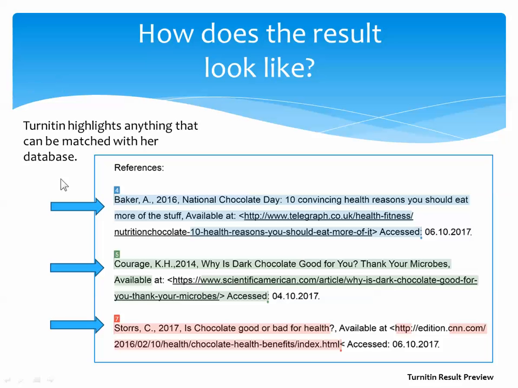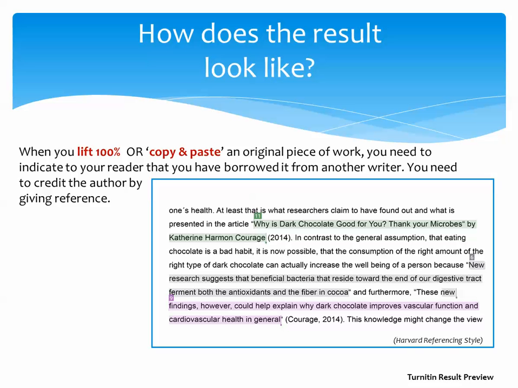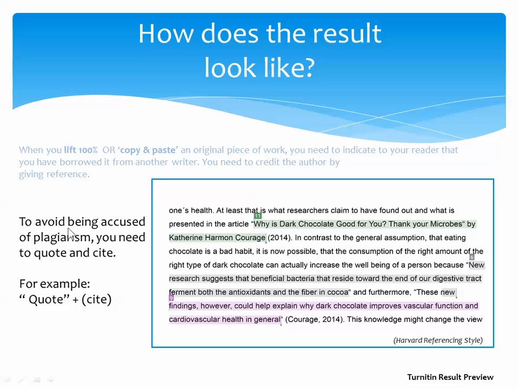Of course, when your professor sees this, they will not say, oh my gosh, that's plagiarism. They will naturally say, yeah, this is just a reference list, okay? But when you lift 100% or copy and paste from the original work, you always need to indicate that you have borrowed it from another writer. You need to give credit to the author by giving the reference. So to avoid being accused of plagiarism, you need to quote and cite if you're 100% copying.